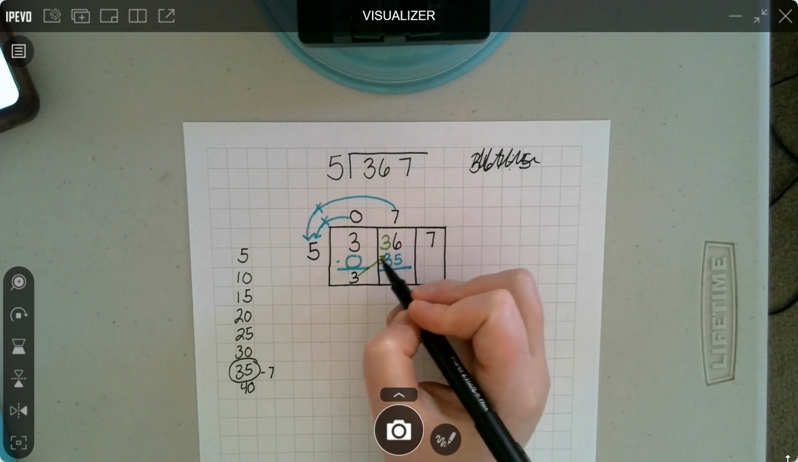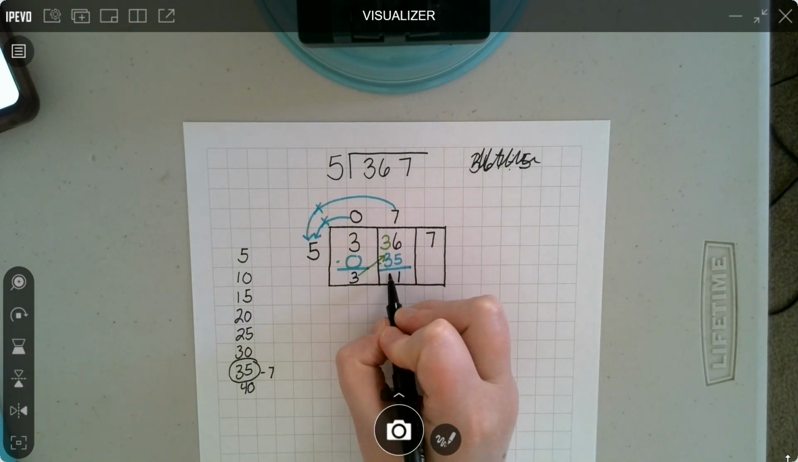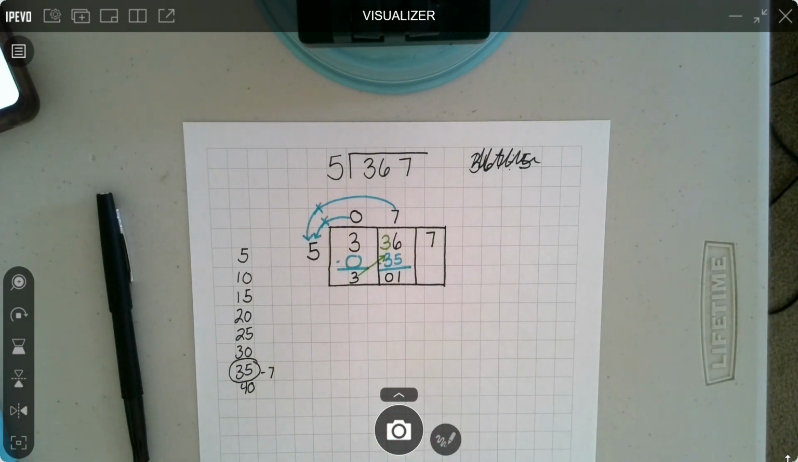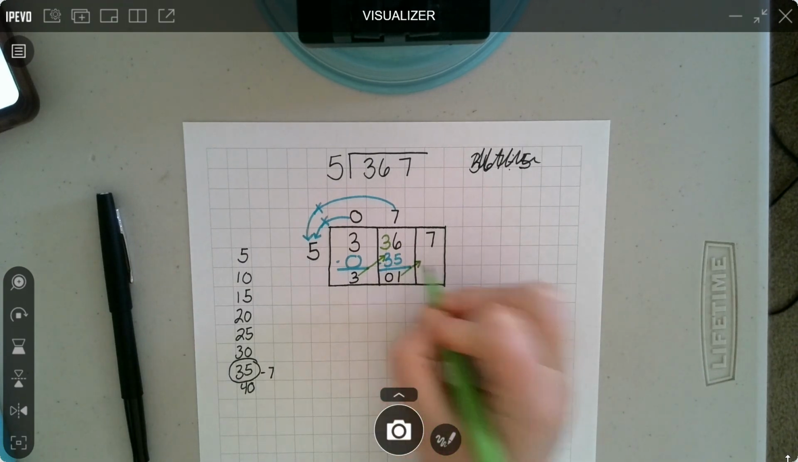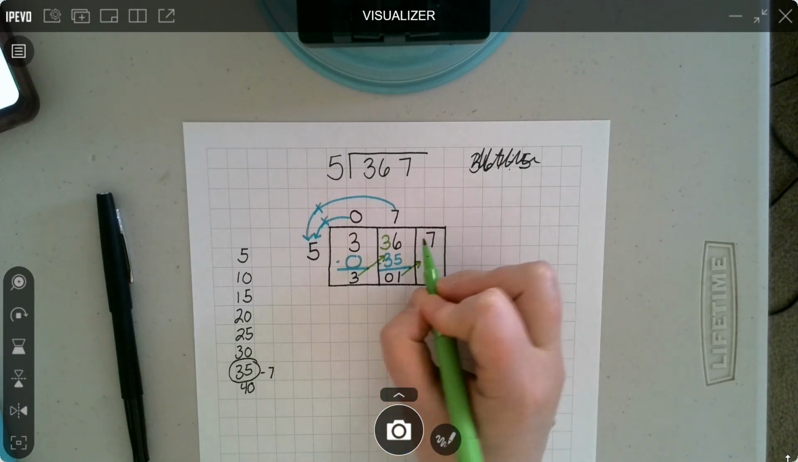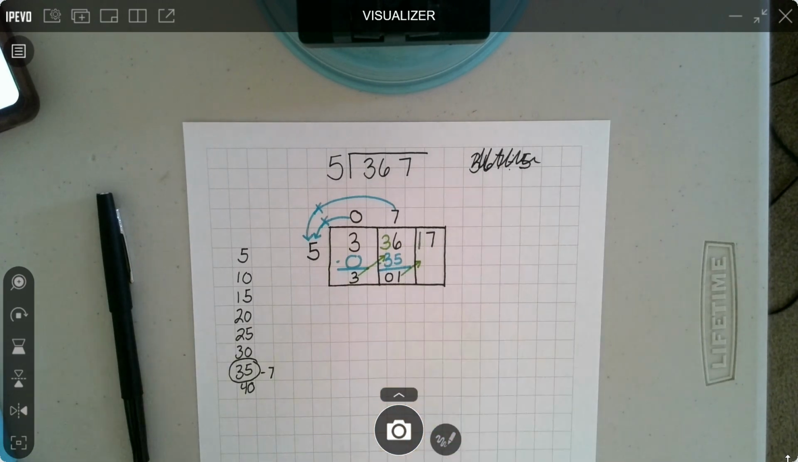And I know 6 minus 5 is 1, and 3 minus 3 is 0. So any leftover piece I have there is 1. I'm going to drag that 1 up to the 7 in the next box. And remember, if I have any leftover pieces, I got to drag it up to the next box. And I have 17. Now I'm going to put that 1 in front of that 7 for 17.